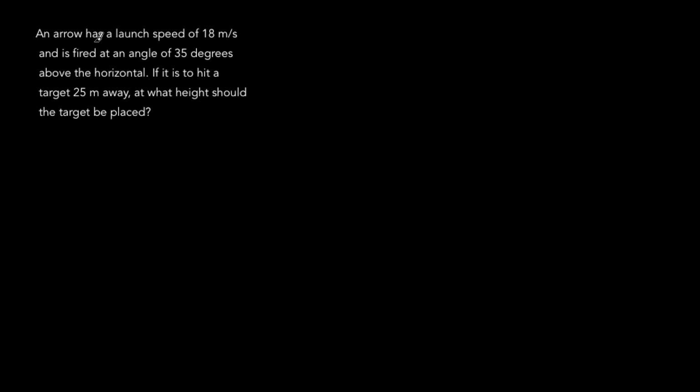Okay, so let's just read through the problem again and find any key information. The first thing we notice is that we are given the launch speed, in other words, the initial velocity. We're given the angle at which the arrow is fired, so this is a vector with an x and y component.